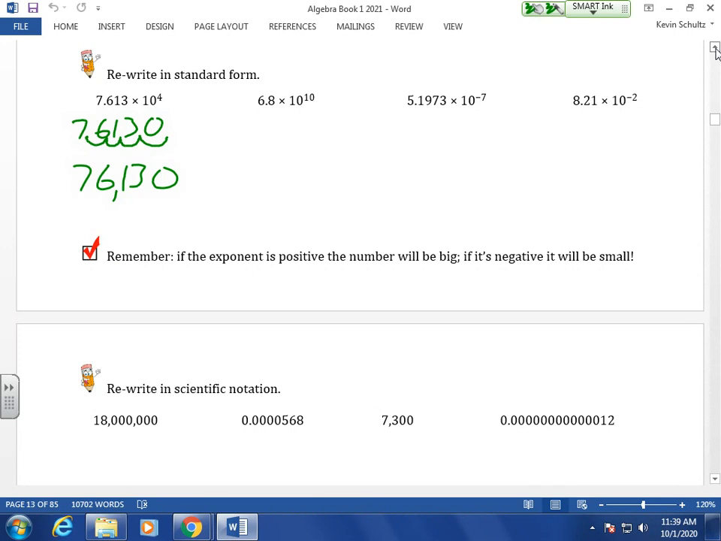6.8 times 10 to the 10th. Which direction? And how many times? To the right 10 times. Okay, positive power. We're multiplying by 10. We're going to the right. So 1, 2, 3, 4, 5, 6, 7, 8, 9, 10.